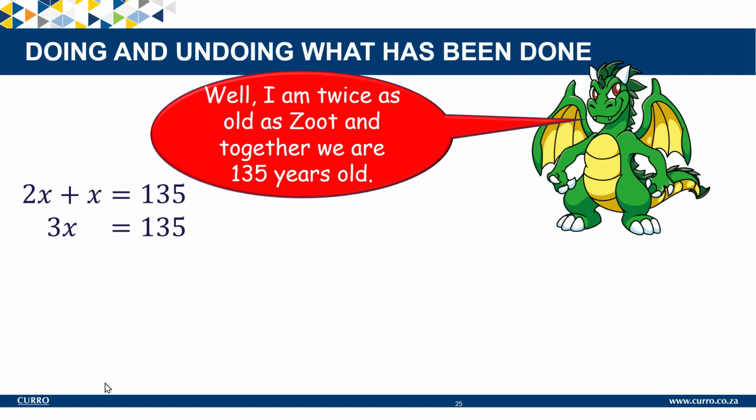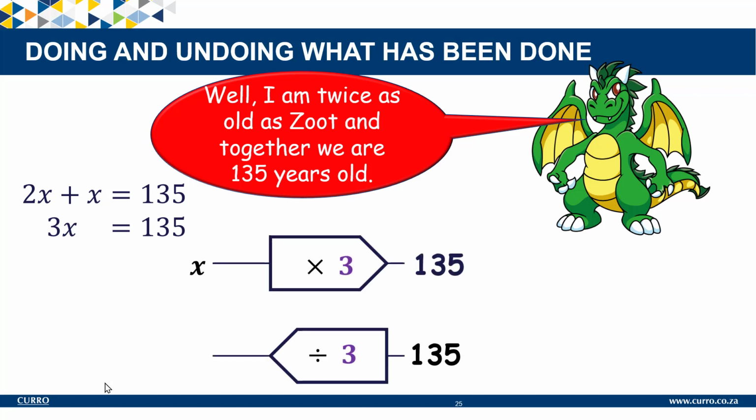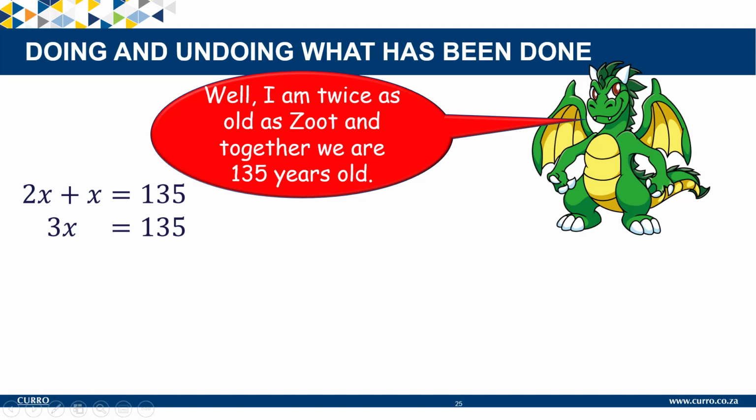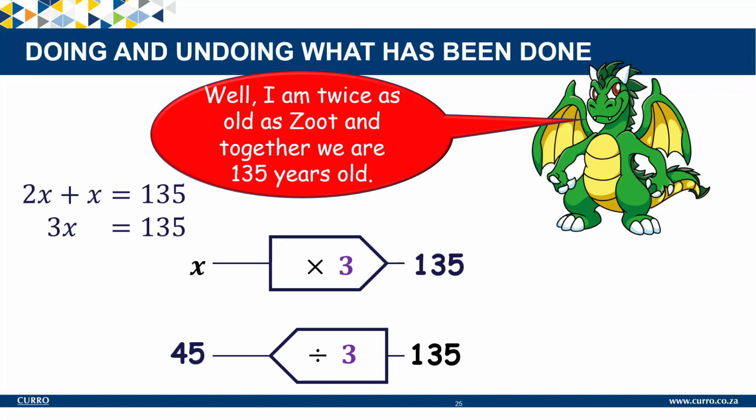Let's get back to our original question. We still need to know how old Draco is. Well, he's twice as old as Zoot, so he must be 2x and Zoot x. And together they are 135. So let's use our flow diagram, and we've solved the case. Draco is 45 years. No, that's not Draco's age. Zoot is 45 years old because Zoot is x. And since Draco is 2x, Draco must be 2 times 45. So Draco is 90 years old. Sure, he's an old guy.